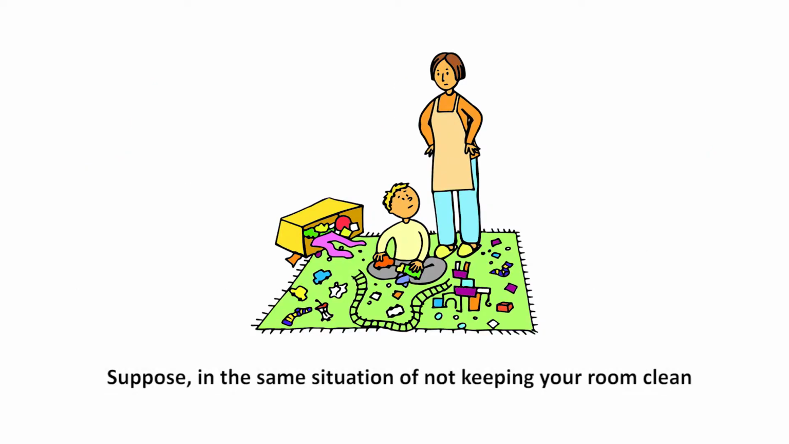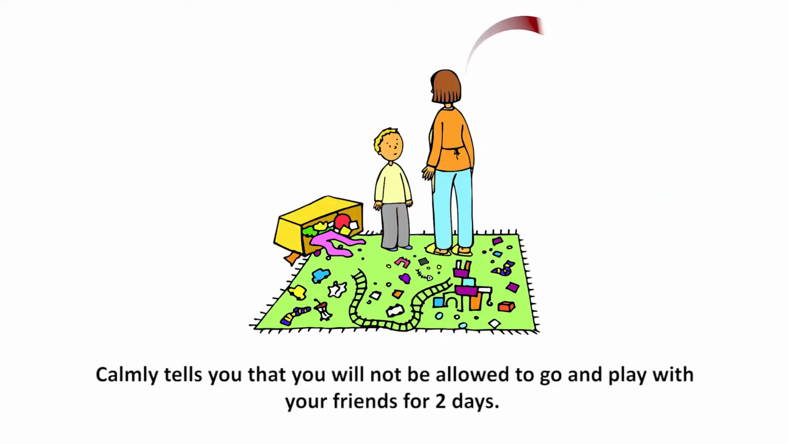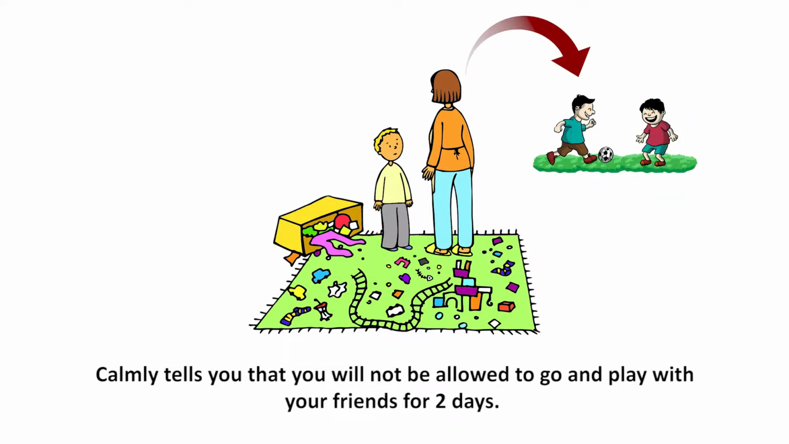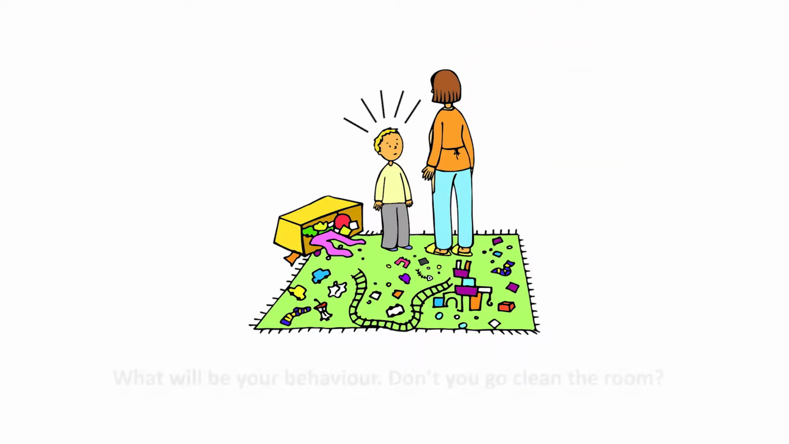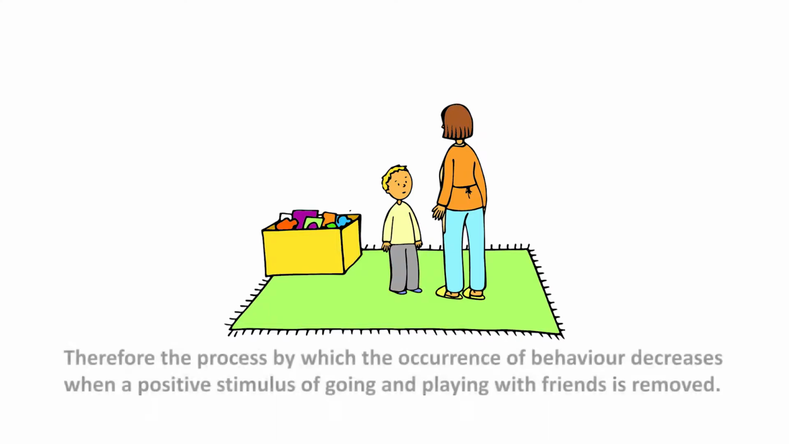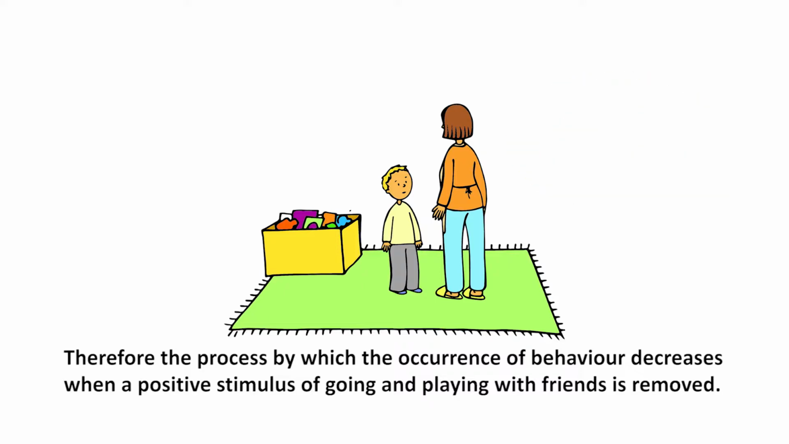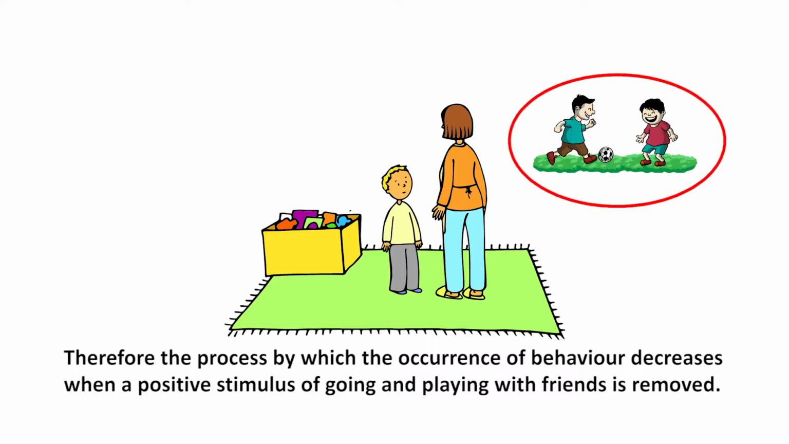Suppose in the same situation of not keeping your room clean, your mother, instead of yelling at you, calmly tells you that you will not be allowed to go and play with your friends for 2 days. What will be your behavior? Don't you go clean the room? Therefore, the process by which the occurrence of behavior decreases when a positive stimulus, going and playing with friends, is removed, is negative punishment. I hope you would have understood the concept of reinforcement and punishment with positive and negative note.